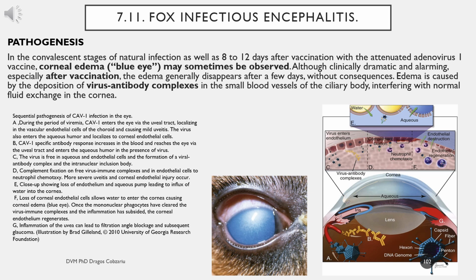E. Close-up showing loss of endothelium and aqueous pump, leading to influx of water into the cornea. F. Loss of corneal endothelial cells allows water to enter the cornea, causing corneal edema, blue eye. Once the mononuclear phagocytes have cleared the virus immune complexes and the inflammation has subsided, the corneal endothelium regenerates. G. Inflammation of the uvea can lead to filtration angle blockage and subsequent glaucoma. Illustration by Brad Gilliland, copyright 2010 University of Georgia Research Foundation.